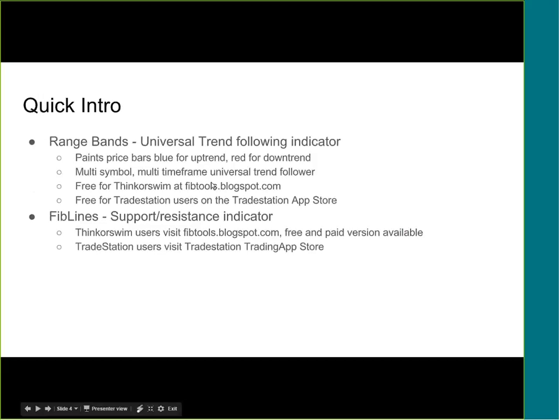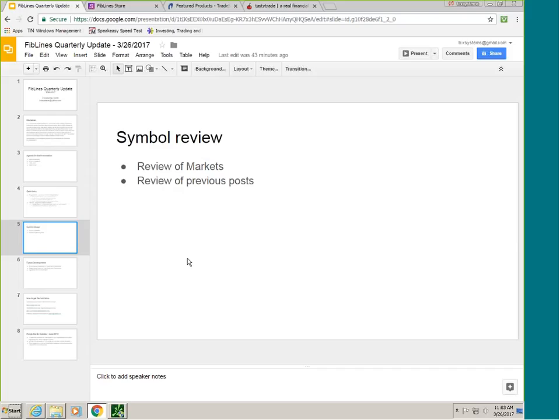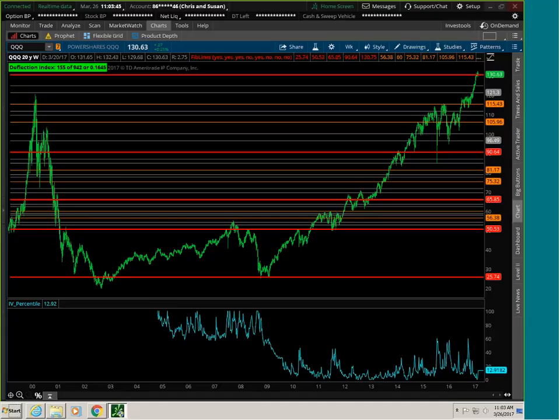Then you have FibLines, which is a support and resistance indicator that's available for users of Thinkorswim, and that's what most of this video is going to cover. This video will last us about 15 minutes, and I'll show you what the FibLines look like and things like that. First, let's take a look at the QQQ.